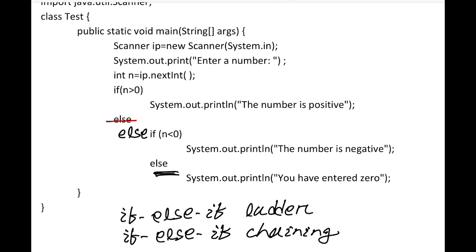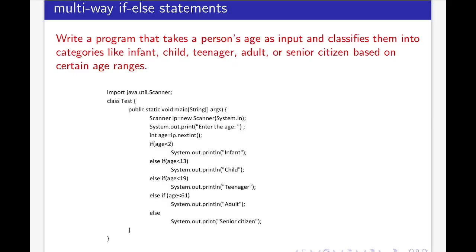So we will see some examples that use if else if ladder or if else if chaining. Now we will see one more example using if else if chaining. The example is: write a program that takes a person's age as input and classifies them into categories like infant, child, teenager, adult, senior citizen based on certain age ranges.